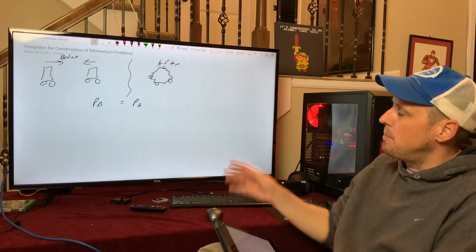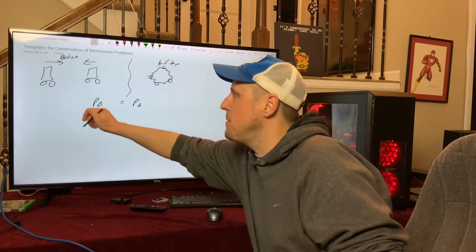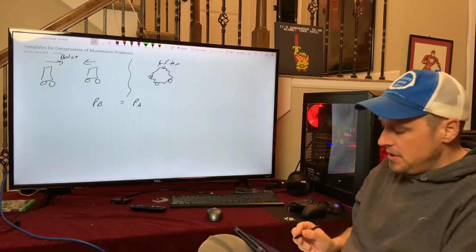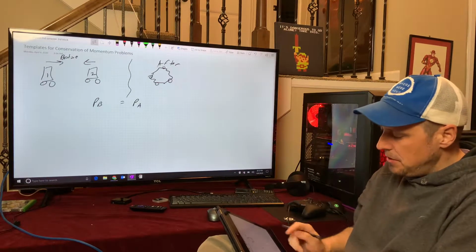Okay? All right, so in the before picture, I have two objects. So to get this momentum before, I have to add up the momentum of this guy plus the momentum of this guy. And I'm going to call this car 1 and car 2, just to help with the notation here a little bit.